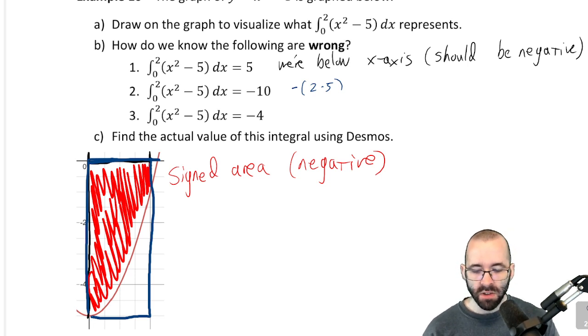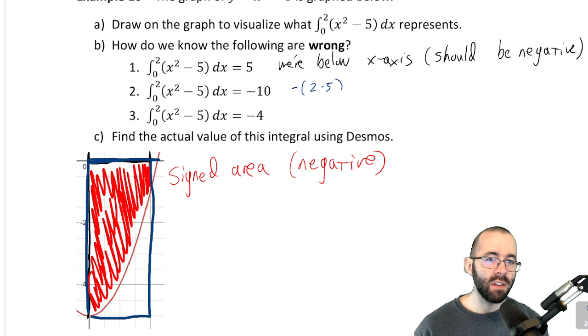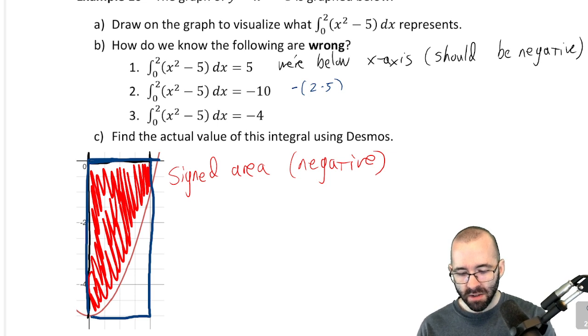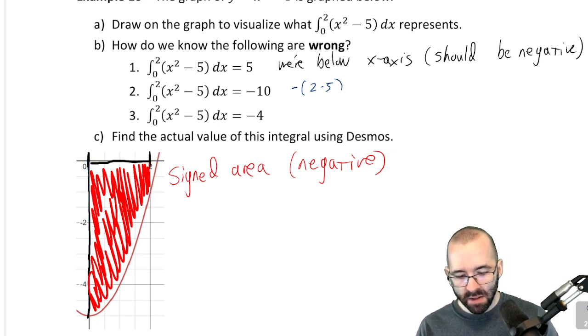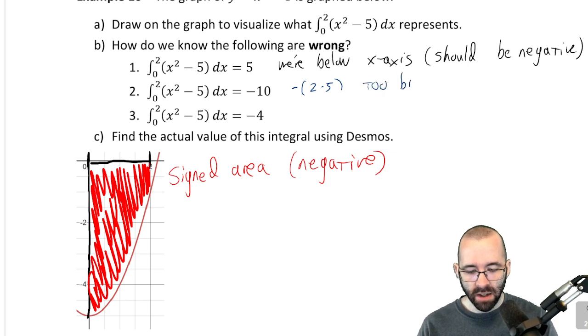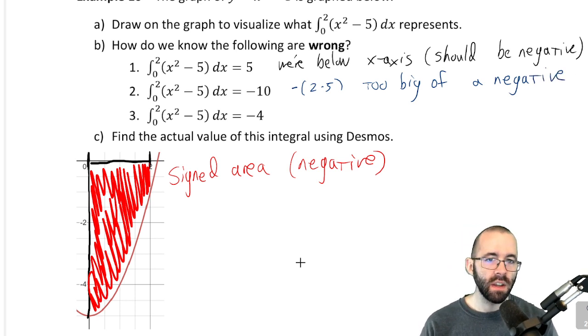Okay. So specifically, we should expect a negative number, but not quite negative 10. Single digits, probably. Because blue is too big. All right, this is too big of a negative. And similarly, number 3 is too small.